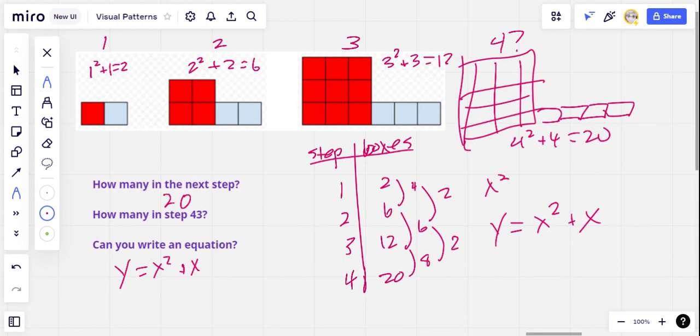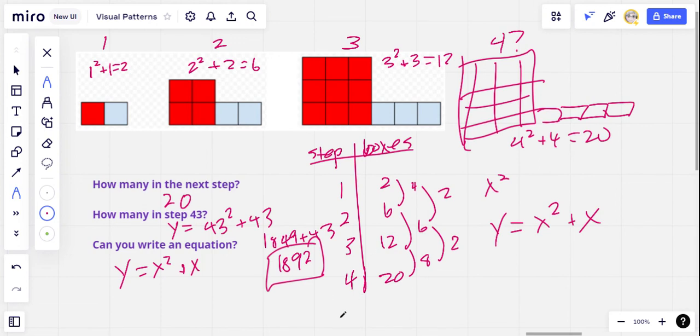All right, there's only one more thing to do here, and that is to use that equation to predict how many in step 43. And we're going to do y equals then 43 squared plus an additional 43. So 43 times 43 is 1,849. And then we're going to add another 43 on there, and that should be 1,892. Correct that if it's wrong. I think that's right. So 1,892 boxes in step 43.